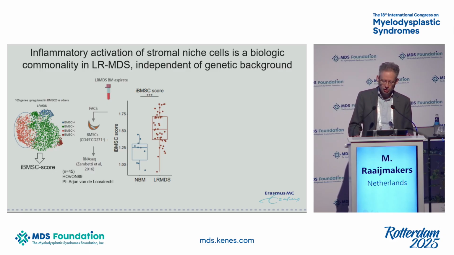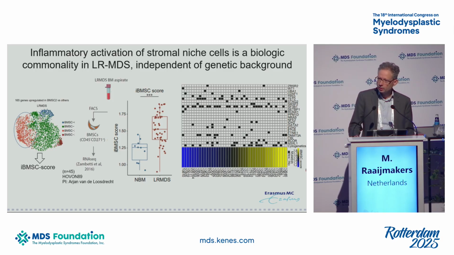And you can see in this graph that if you compare that to normal bone marrow, this is a rather common phenomenon in low-risk MDS, although it's variable. The amount of inflammation in stromal cells varies, but again, typically higher than in the normal marrow. Is this related to the genetic background? Well, not very clearly, at least not in this cohort that we studied.